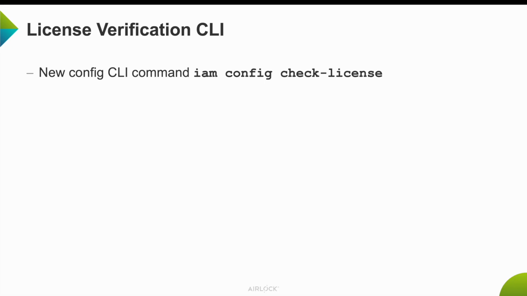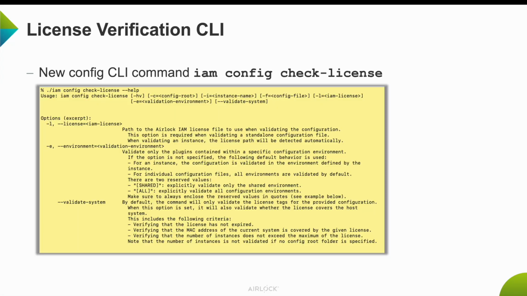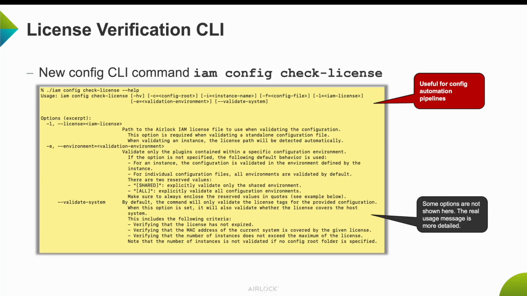Another improvement in this release is the license verification CLI. So a new command has been added to the config CLI, and it is capable of checking whether a given license covers a given configuration. It is useful for config automation pipelines, for example, to make them fail if the license doesn't cover the configuration. Some options are shown here. There are many more. Just read the usage message of the tool to see them all.